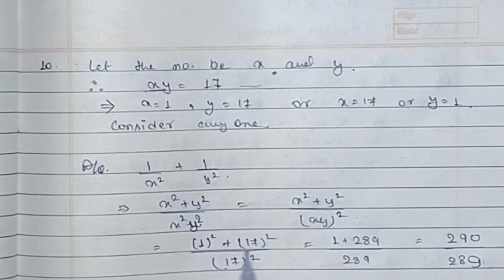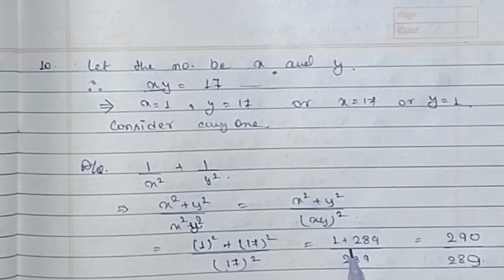1 square plus 17 square divided by 17 square. So 17 square is equal to 289. That means 1 plus 289 over 289. We'll get the final answer 290 by 289.